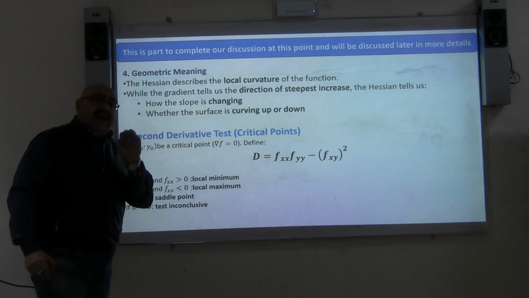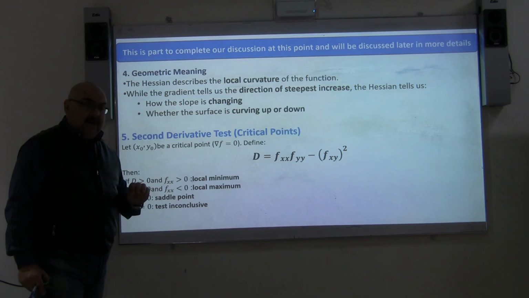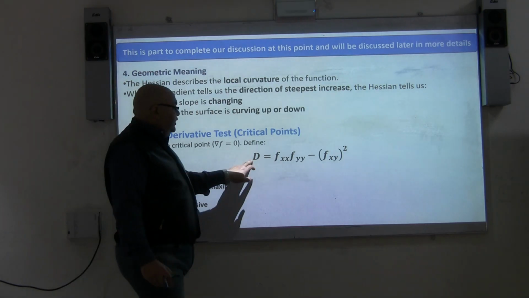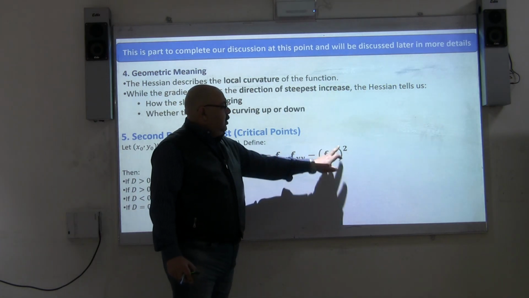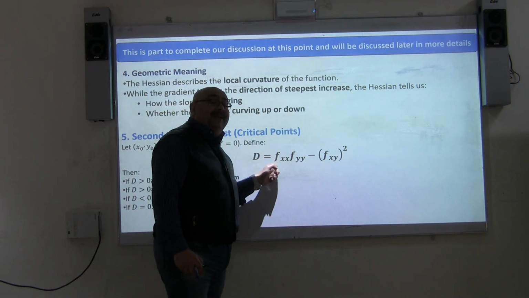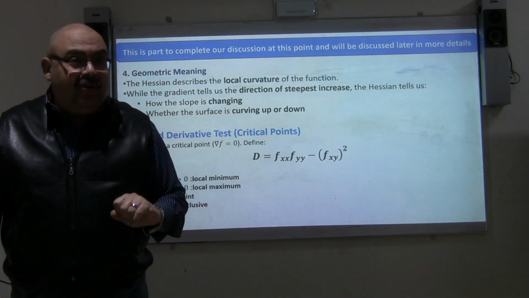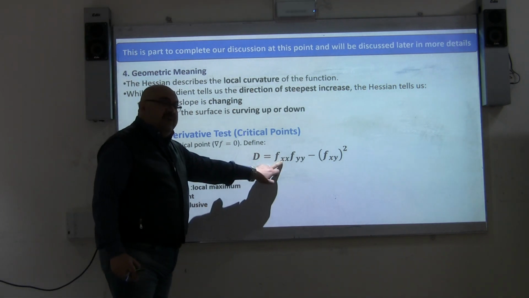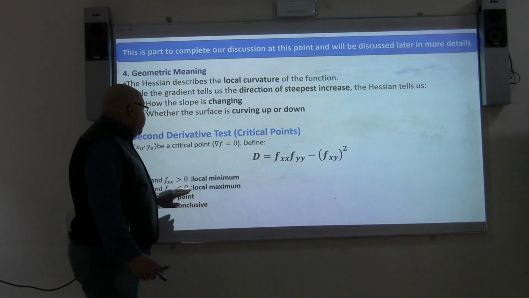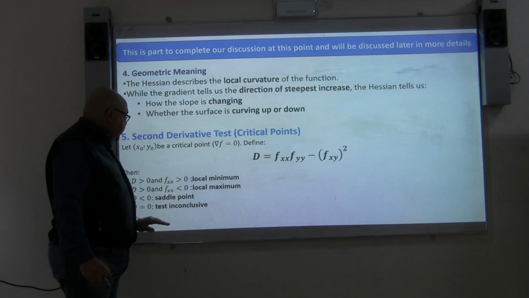If I want to analyze maximizing or finding the maxima and the minima, all I have to do is get the value of d, which is simply f double x, f double y, minus f of xy to the power of 2, or the determinant of the Hessian matrix. So d is the determinant of the Hessian matrix. According to the value of d and the value of f double x, I can know if it is a local minimum or maximum, or a saddle point, or if the test is inconclusive.